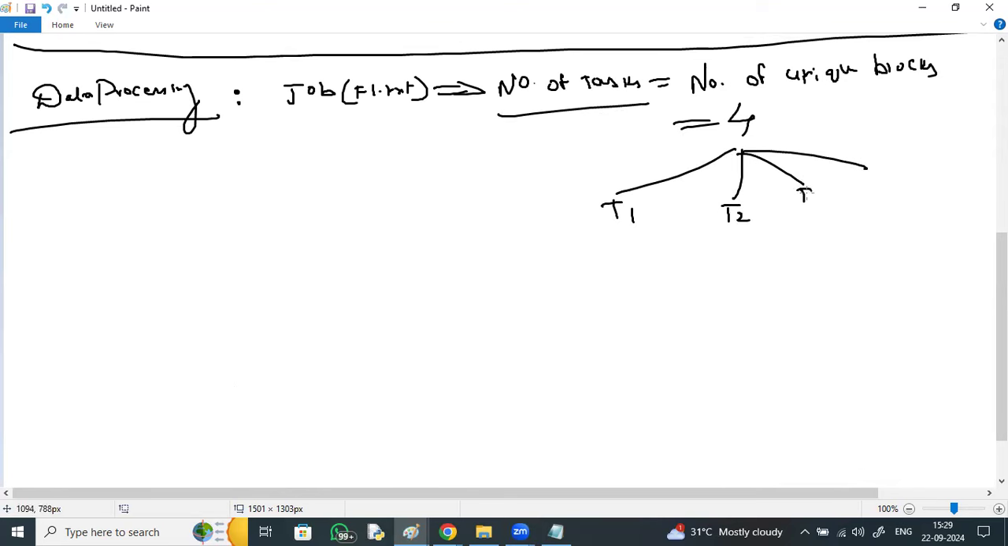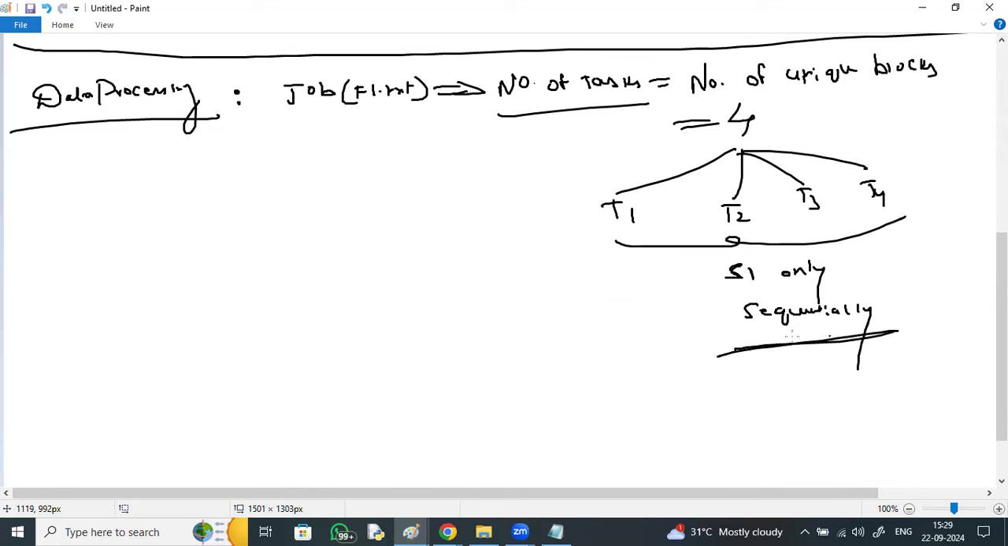Who should execute all these 4 tasks? All these 4 tasks have to be executed by S1 only, sequentially, one after another. If more slaves, more speed. If less slaves, less speed. If only one slave, there is no parallel processing at all. Sequentially, it is going to execute.